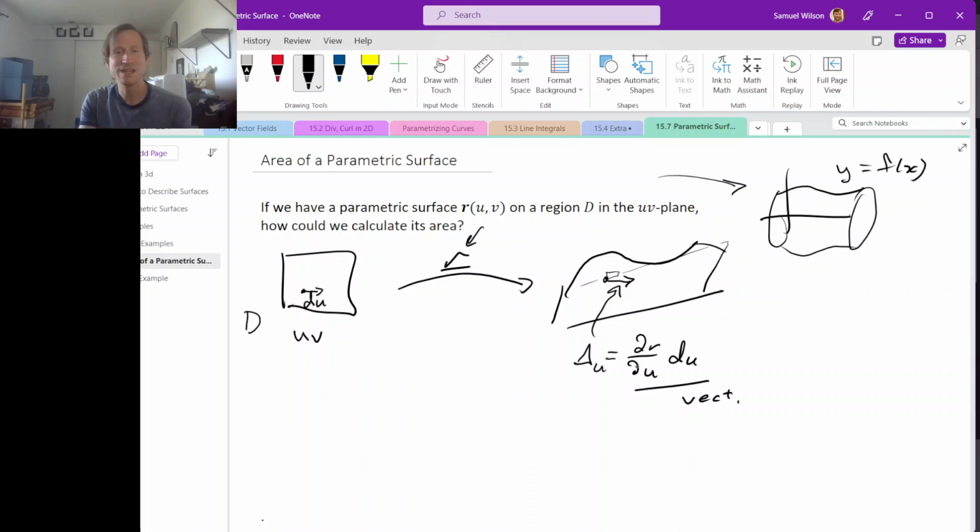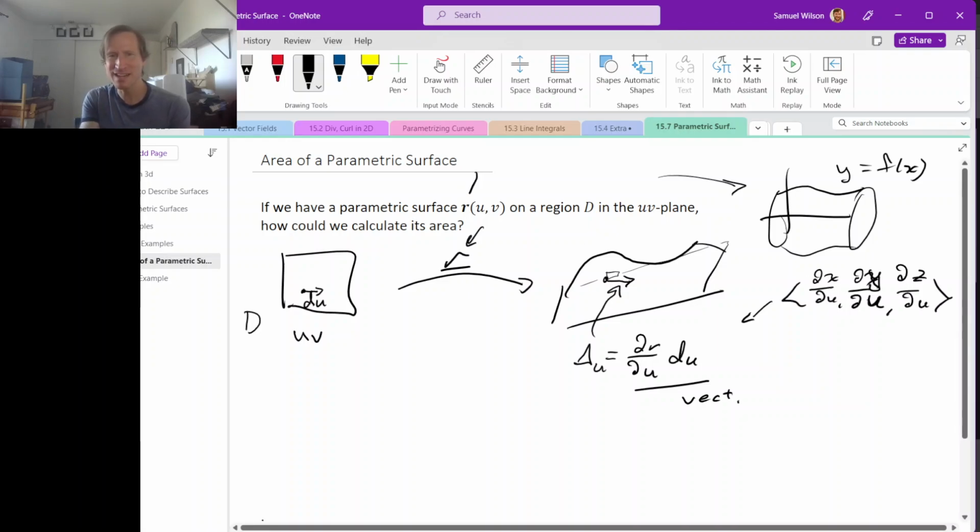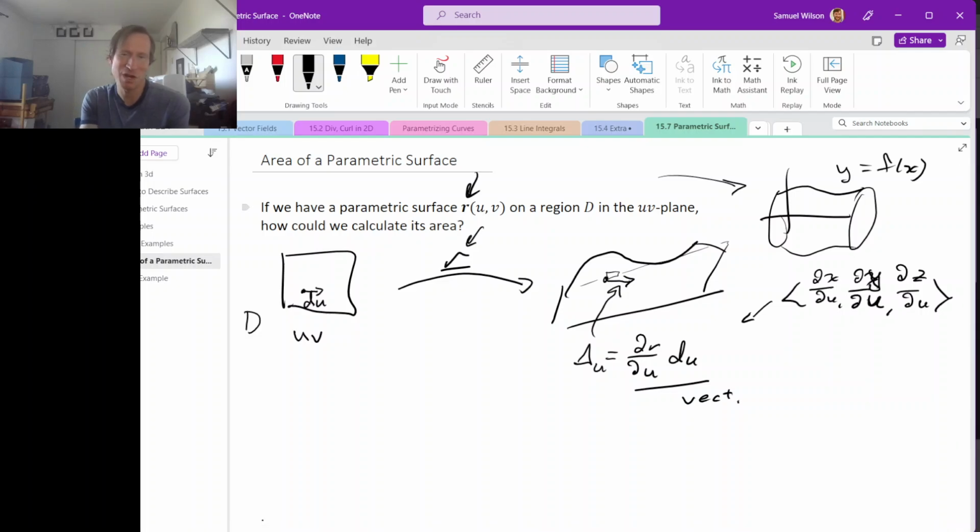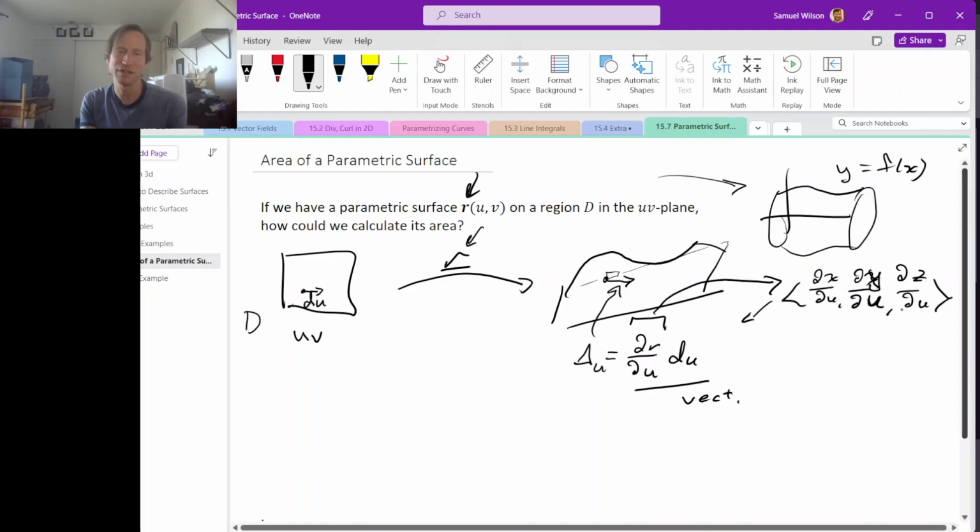Okay, so when we did this for a change of variables for a triple integral, we would have written this as partial x partial u, comma, partial y partial u, comma, partial z partial u. But in this context, x, y, and z are just the coordinate functions for our parametric surface. So this partial derivative is just a nice way to package up this vector of scalar partial derivatives. Okay, so that's just the u direction.